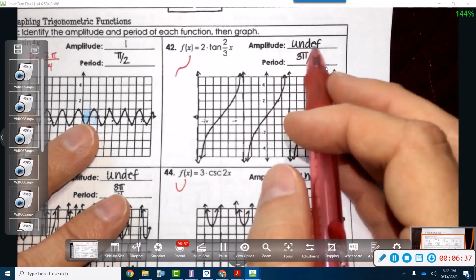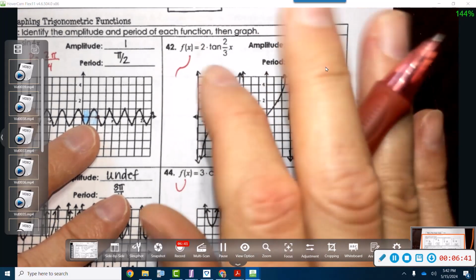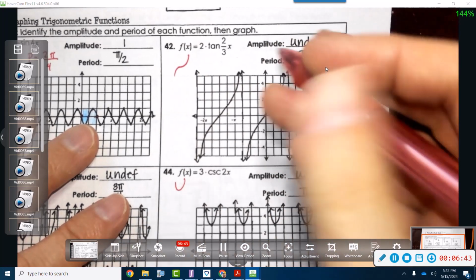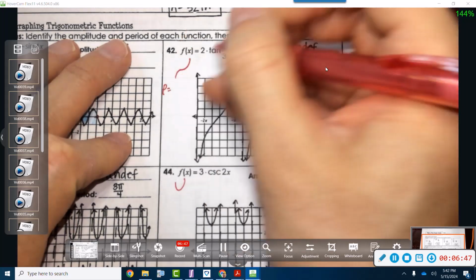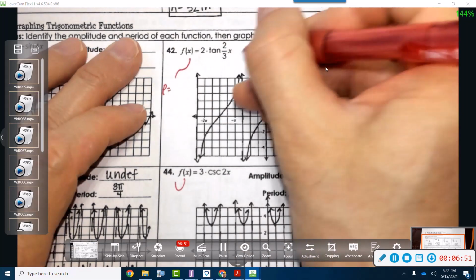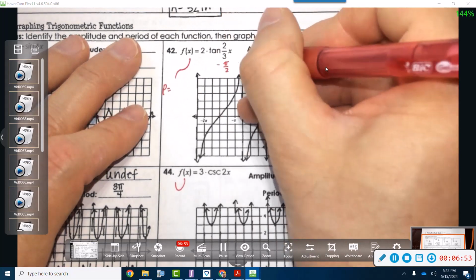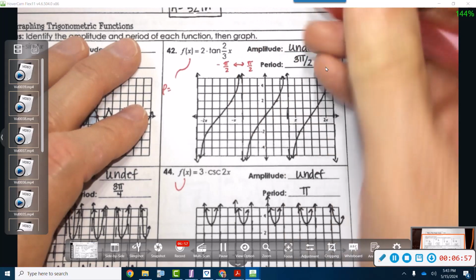Tangent, you get an undefined amplitude because amplitudes don't work on tangent. That's not what he's about, okay? So what we have to do is find the period, and we know that tangent runs a different kind of thing. His period actually is pi. He goes from negative pi over 2 to positive pi over 2, okay?